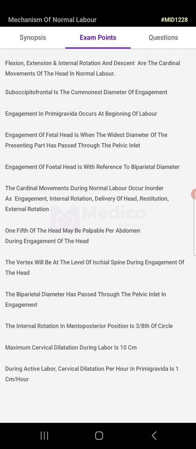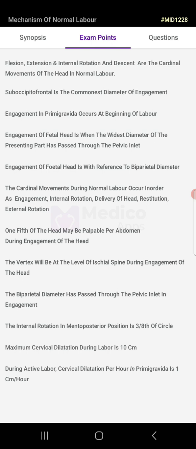Flexion, extension, internal rotation, and descent are the cardinal movements of the head in normal labor. Suboccipito-frontal is the commonest diameter of engagement. Engagement in the primigravida occurs at the beginning of labor. Engagement of the fetal head is when the widest part of the presenting part has passed through the pelvic inlet. Engagement of the fetal head is with reference to the biparietal diameter.